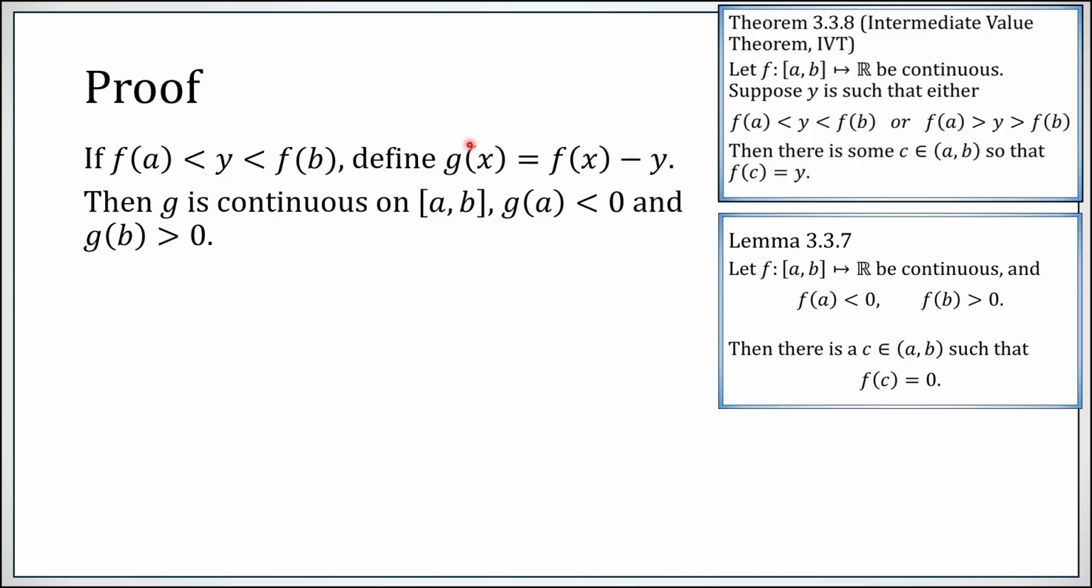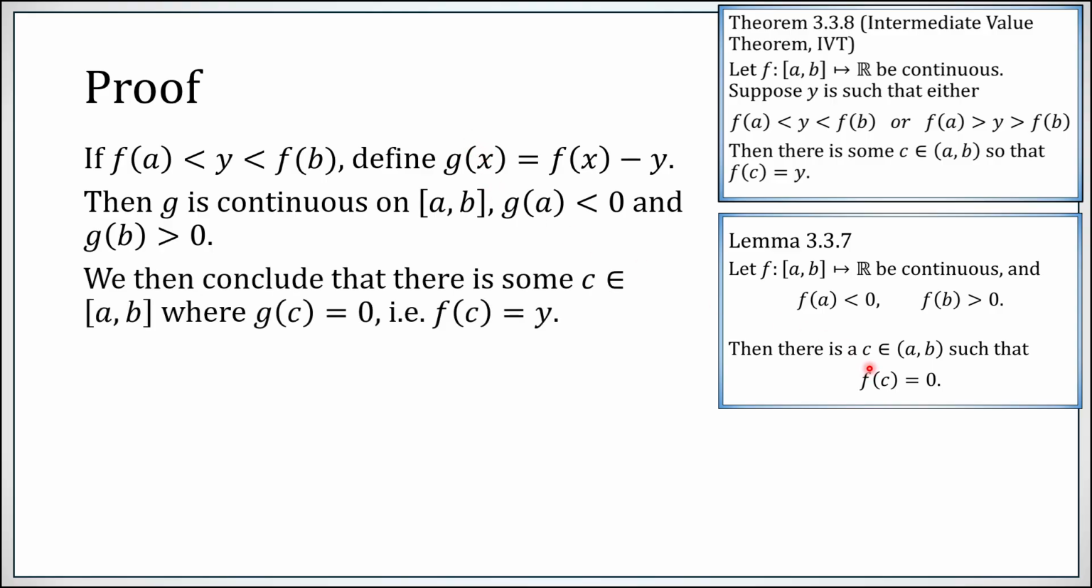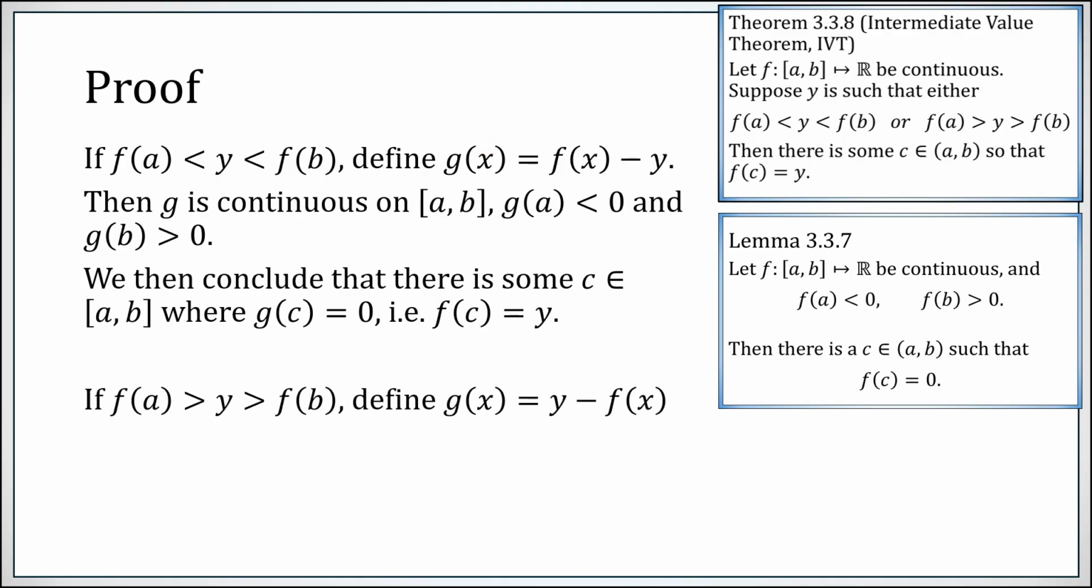So g is continuous, but because we have subtracted y, we get that g of a is negative and g of b is positive. So by the previous lemma, there is a point somewhere in between where g of c is equal to 0. How can g of c equal 0 exactly when f of c equals y? Similarly, if you begin with the other chain of inequalities, instead of taking f of x minus y, you take y minus f of x, but you'll end up in the same place. So the previous lemma really did all the heavy lifting for us.